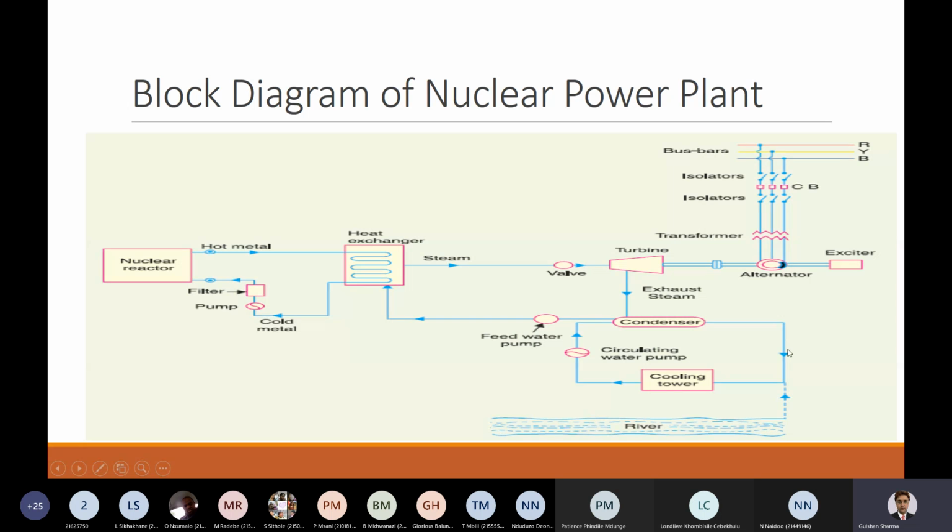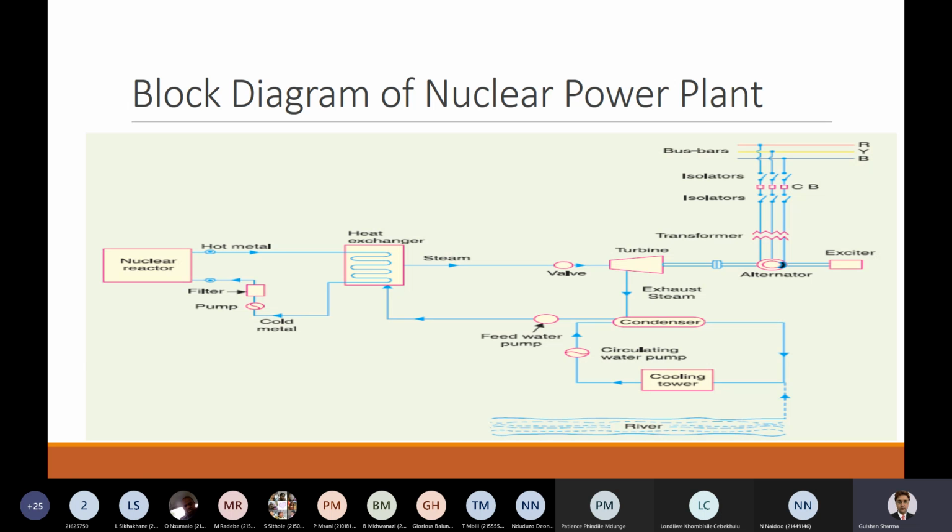In the same way, it may be possible that the water is not available, and the water level has gone down. So in that case, guys, the cooling tower has the water. We store the water in the cooling tower, and then with the help of the circulating water pump, this water is fed to the condenser. Now the exhaust stream is condensed. After that, this water is fed back to the heat exchanger. So this is, in general, the working of a nuclear power plant.